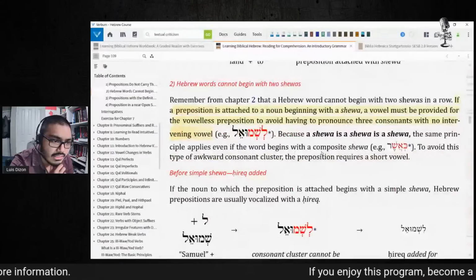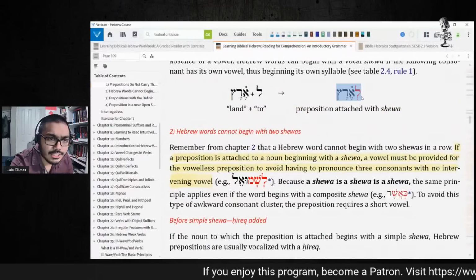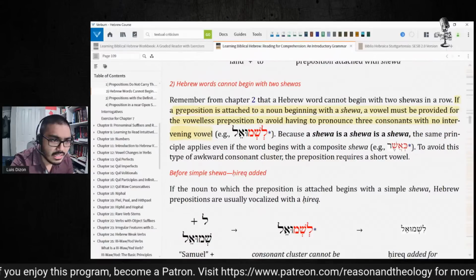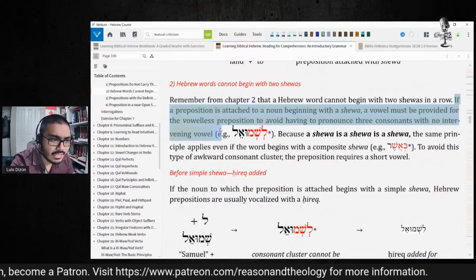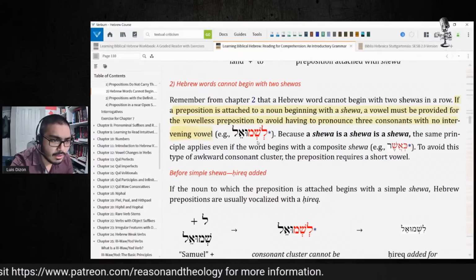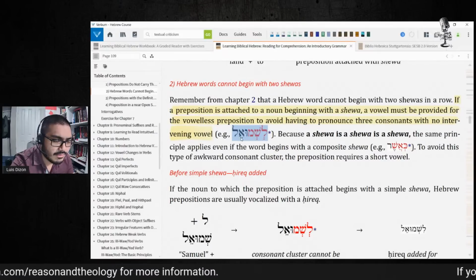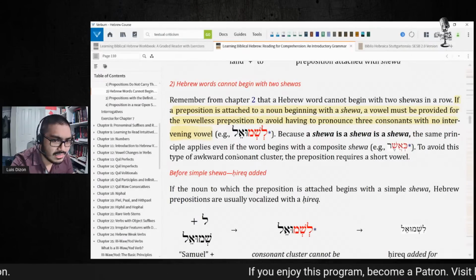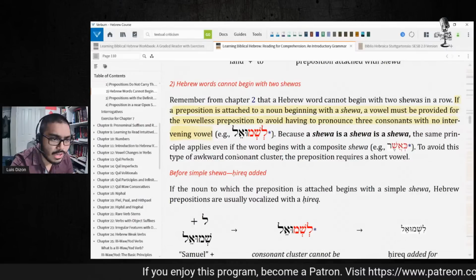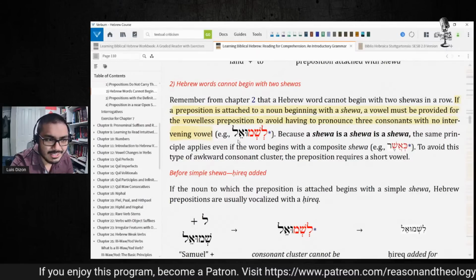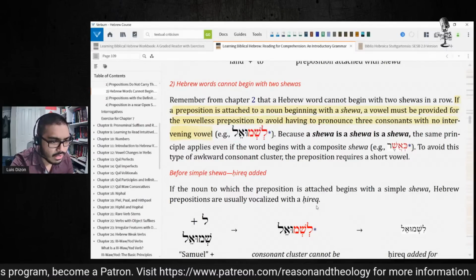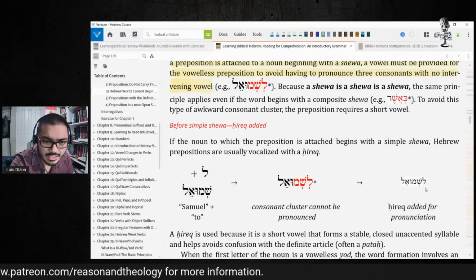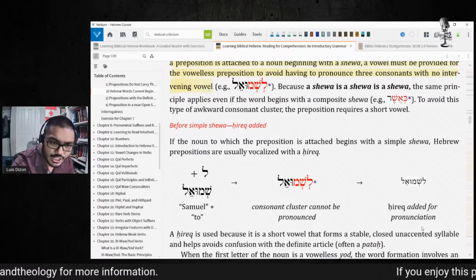So typically, the inseparable prepositions have a shva on them, but in certain contexts, the vowel that's attached will change, and that's modified by what comes after it. For example, you wouldn't say this, l'shmuel. Try saying it out loud, l'shmuel. Doesn't it sound nasty when you pronounce it that way? So in Hebrew, what happens is that the shva on the lamed becomes a hirik. So it becomes li shmuel.